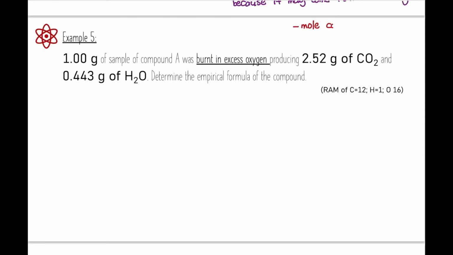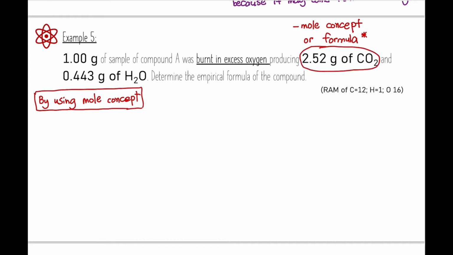Let's have a look at example number 5. You have to calculate the mass of carbon and the mass of hydrogen by using mole concept or formula from the mass of carbon dioxide and water. I'll show you the first method first, which is by using mole concept. Let's find the mass of carbon from carbon dioxide.